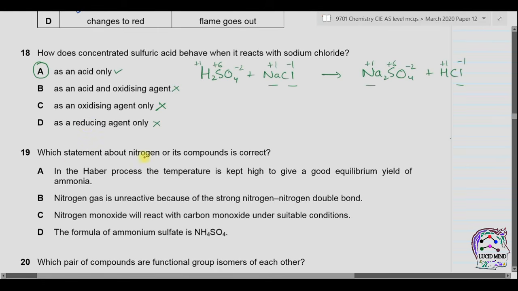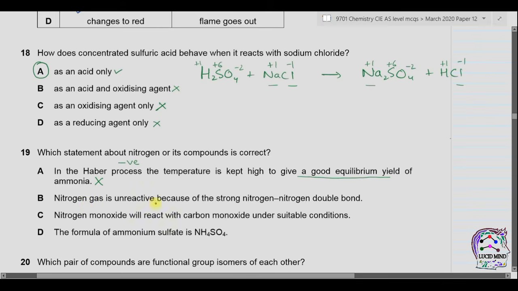Question number 19. Which statement about nitrogen or its compounds is correct? Part A. In the Haber process, the temperature is kept high to give a good equilibrium yield of ammonia. Now we know that the Haber process is exothermic, so the enthalpy change is negative. This is wrong. The temperature is kept high in order to keep the rate of the reaction at optimum speed. Because in an exothermic reaction, whenever you increase the temperature, the reaction goes backward and the yield is actually decreased. So part A is wrong.